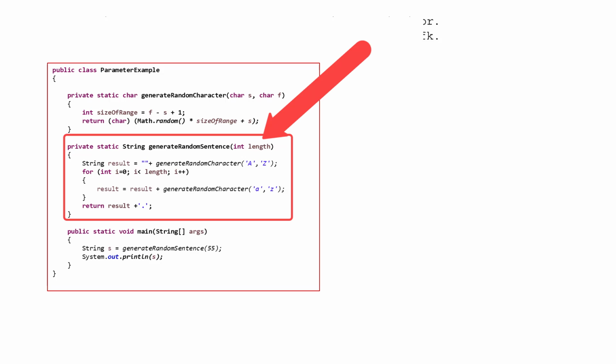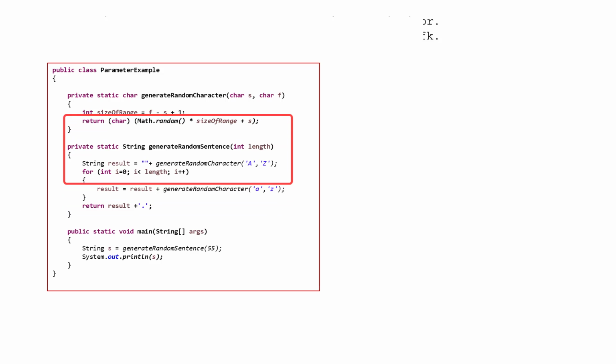And what it's doing is it's generating a random character with capital A and capital Z, and then however many times we told it to, it's generating a random character between lowercase a and lowercase z. It's concatenating all those things together, and then it's concatenating a period on the end. Okay, I think I better find generate random character.